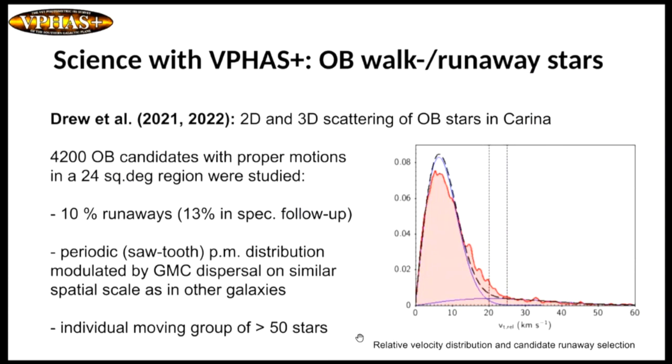In particular, they also noticed a kind of periodic behavior of the proper motions that essentially is related to the original velocities of the molecular clouds that may still be maintained by these OB stars when they are formed. So they follow the original motion of the clouds. And in particular, it was also possible to find likely moving groups within this very large area.